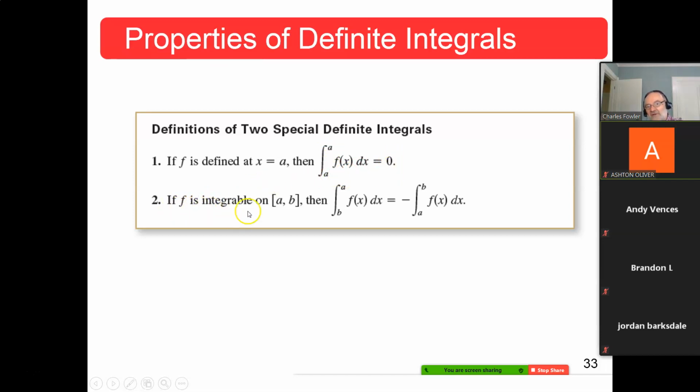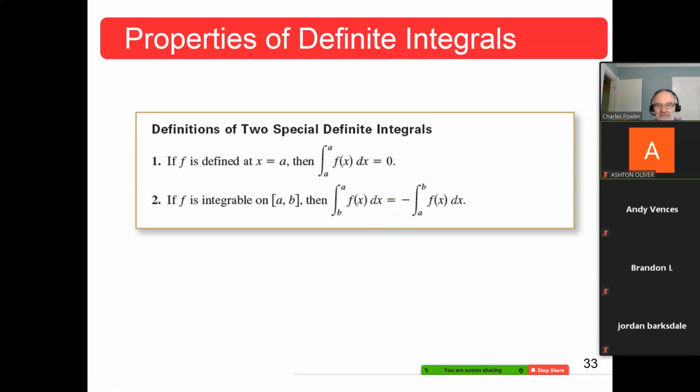Now, if f is integrable on a to b, then what if you have the upper limit down here and the lower limit up there? Okay, well, what that means, and this may not be as obvious, is exactly the opposite of flip them back. Put the lower one on bottom, the upper one on top, and that gives you minus the integral from a to b of f of x dx. This stays the same, just change the sign.